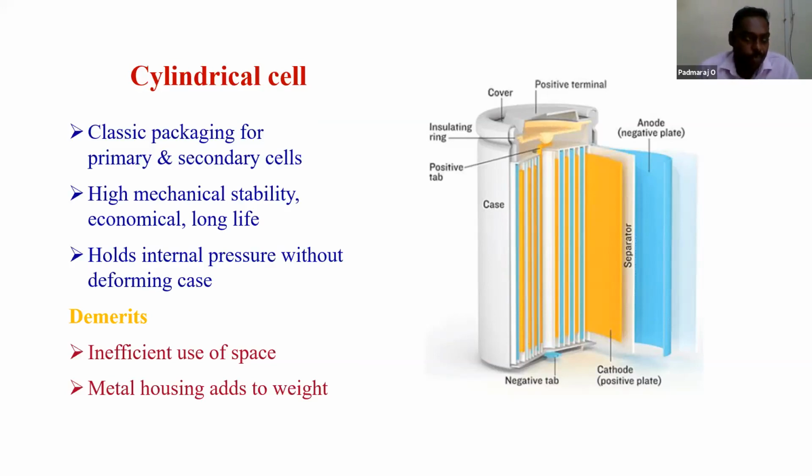That is inefficient use of space. We cannot use it in all spaces. We cannot use it in our mobile phone, because we are using a very thin mobile phone. If you use this cylindrical cell, it occupies more space. Even in the laptop we are using cylindrical cells, with series connections and parallel connections. So the demerits are inefficient use of space, and the metal housing adds weight. Due to the metal cylindrical case, it will increase the weight of the cell. So these are the demerits of the cylindrical cell.